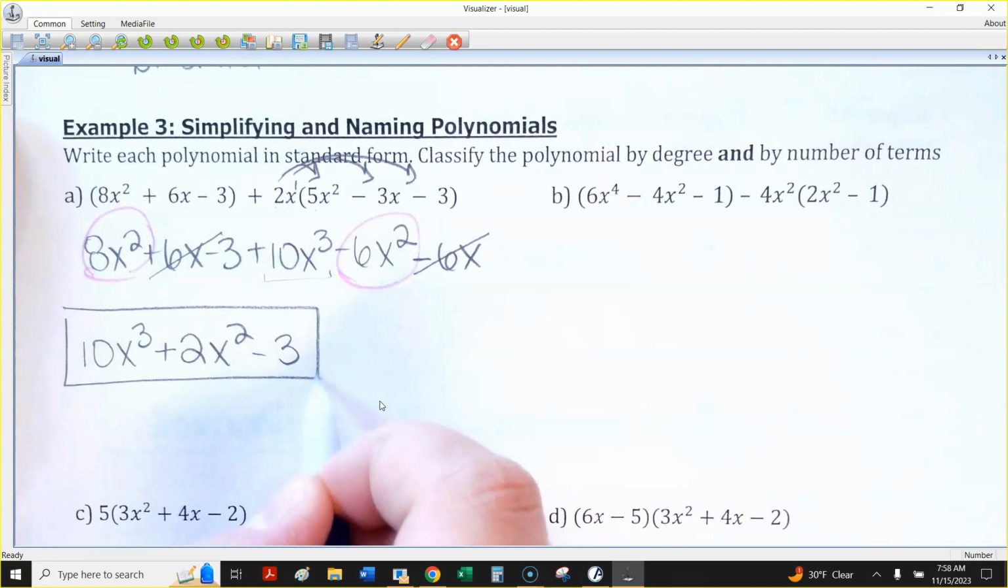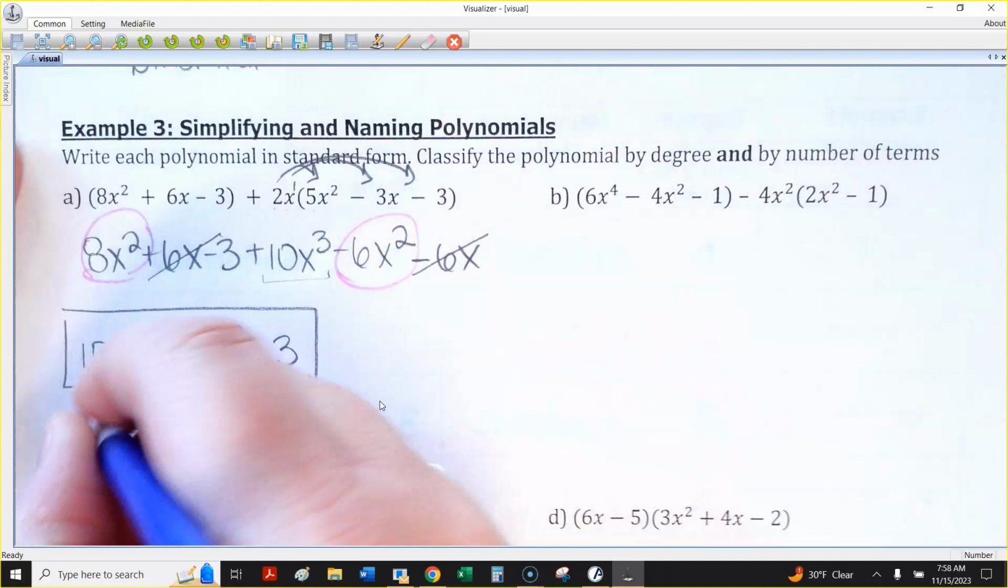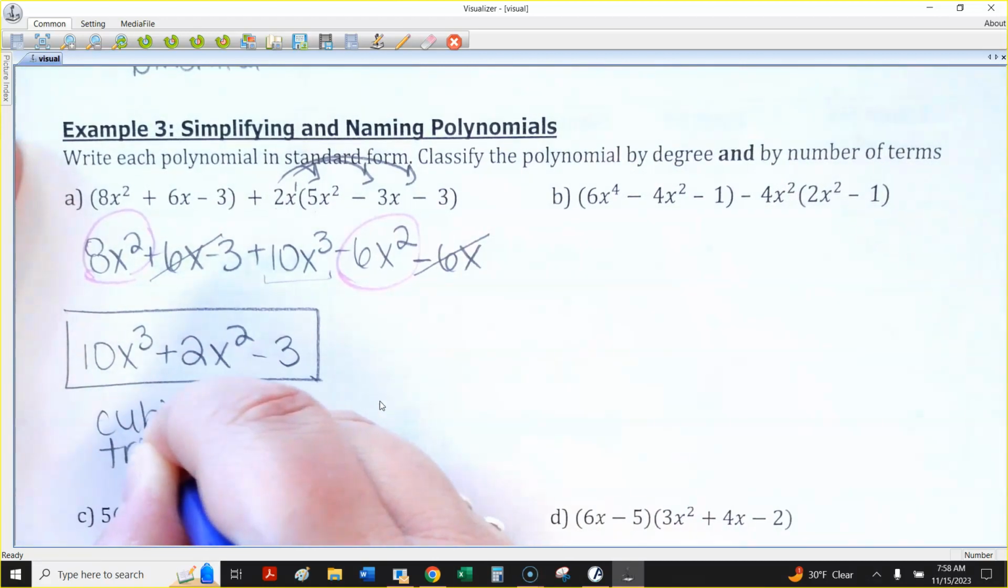All right. What would I call this one? What's the third power called? Remember? Cubic. Yep, cubic trinomial. Third power and 3 terms. Cubic trinomial.